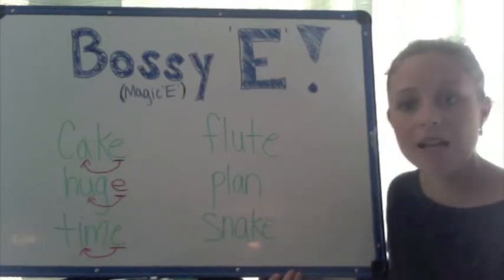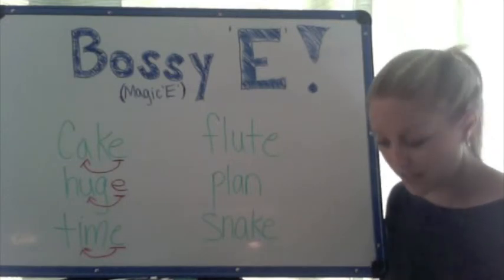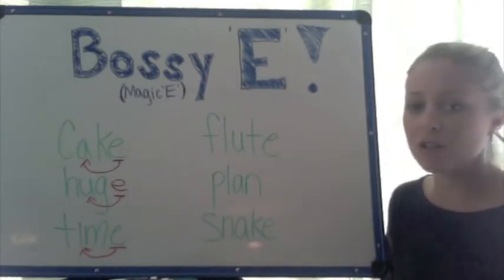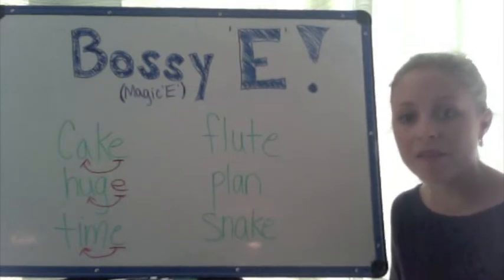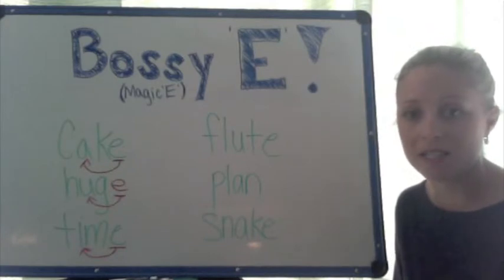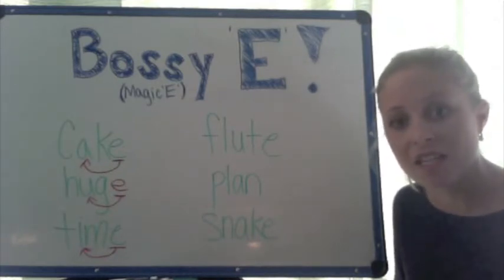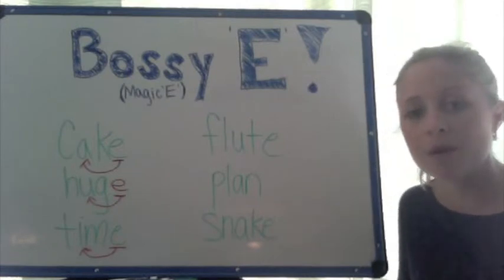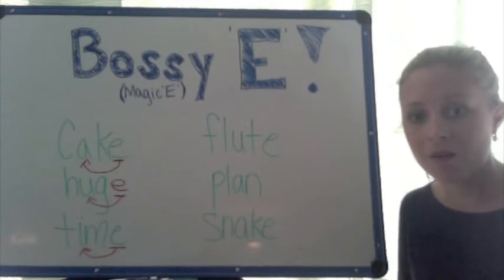Now, what I want you to do is take some time to write down these three words. And then tomorrow, when you come in, we're going to practice this same activity. We're going to first look for the bossy E, and then if there's not a bossy E, then we're going to figure out what the vowel sound is going to say. So take a minute and write down these words and bring them in tomorrow so that we have time to talk about them together. Okay?